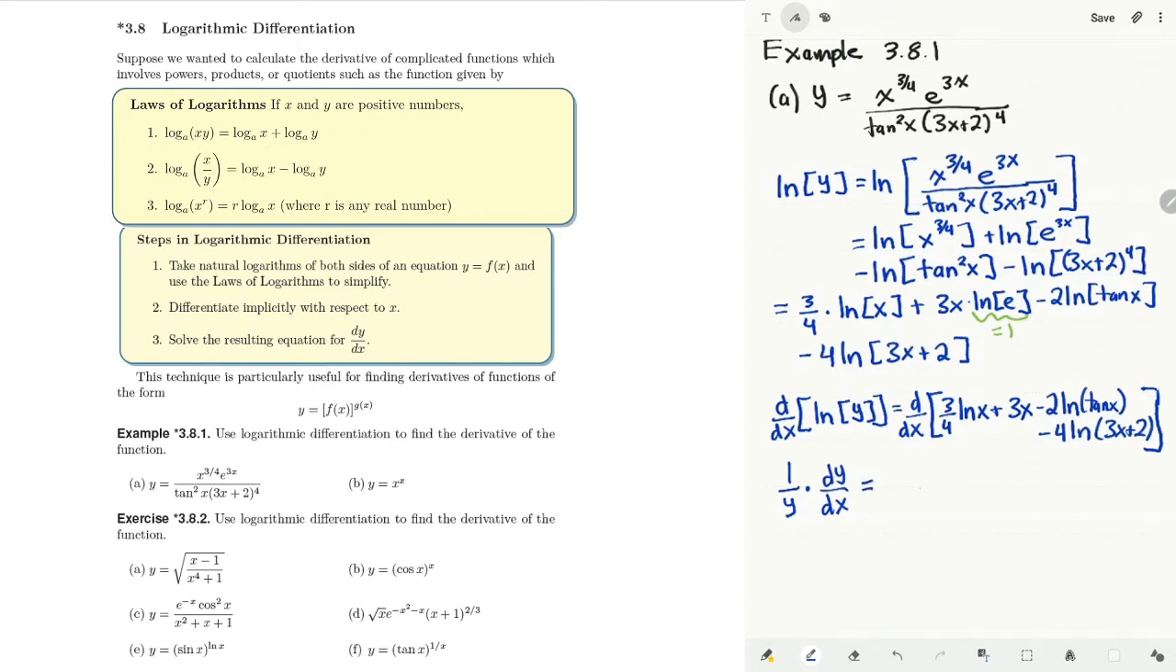And on the right-hand side, the derivative of 3/4 times the natural log of x with respect to x is 3/4 times 1 over x, plus, now the derivative of 3x with respect to x is 3. Then we have minus 2 times the derivative of the natural log of tangent. So here we use the chain rule. We first deal with the natural logarithm.